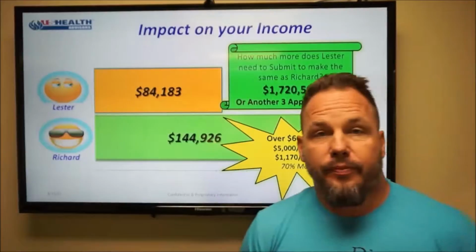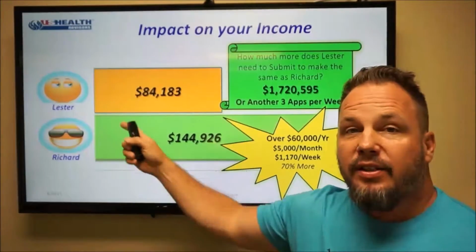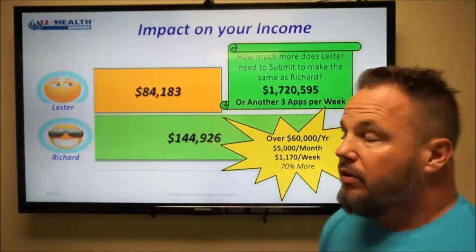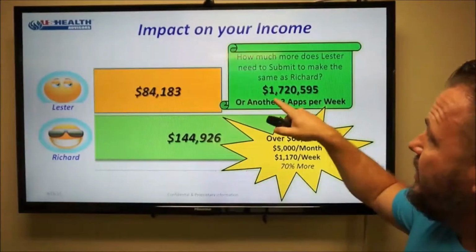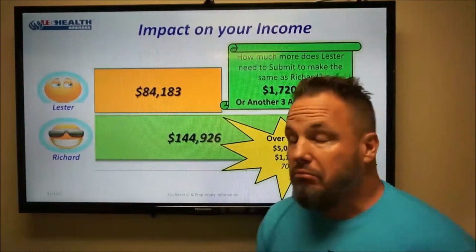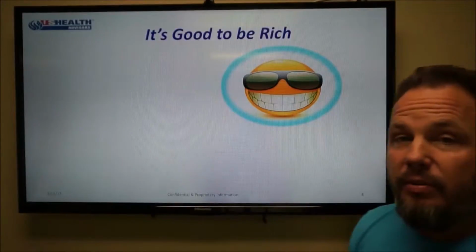I could. How much more does Lester have to submit than Richard to make the same amount, the $144,000? He'd have to submit $1.7 million instead of $1 million. It's good to be rich.